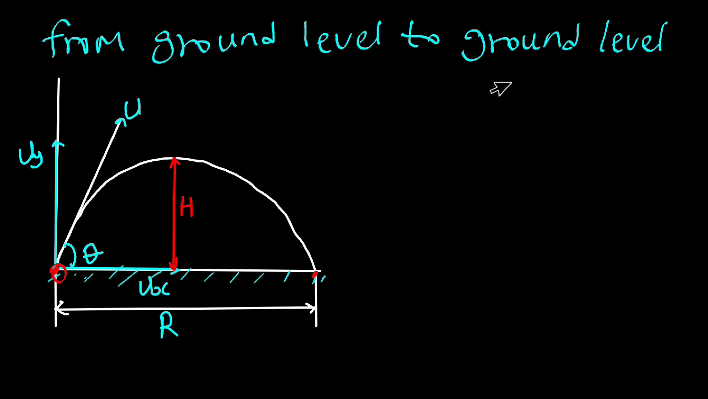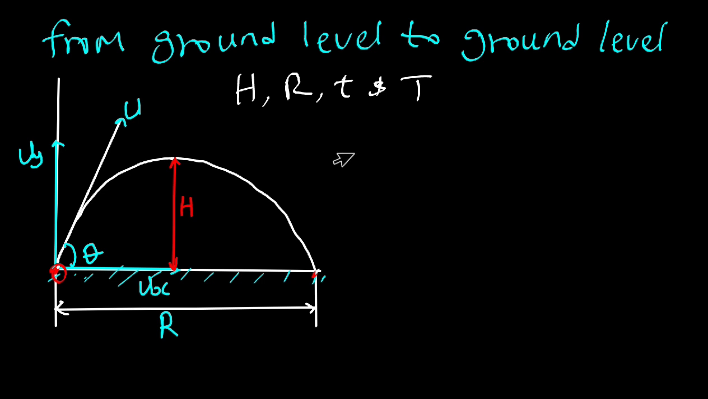The first one is the maximum height. The second one is the range. The third one is the time to reach this maximum height. And then the fourth one is the total time of flight. That's the time it takes this object to travel from this point O, follow this curve, and then land at this point here. So we're going to start with the maximum height.